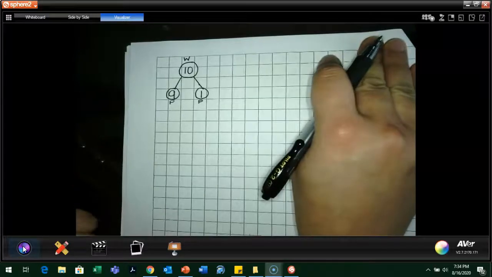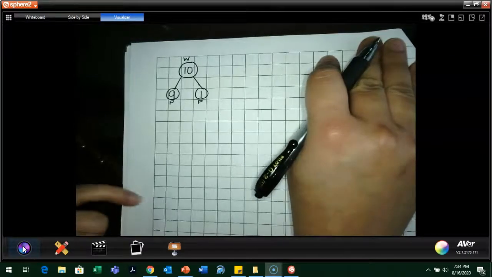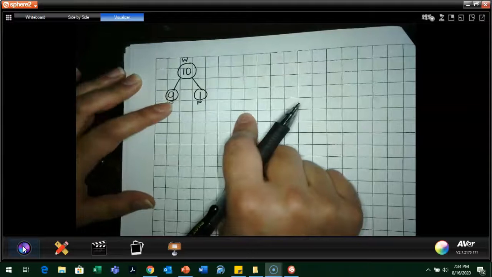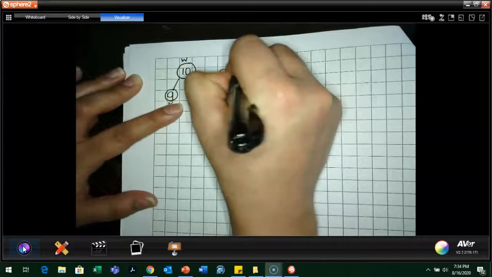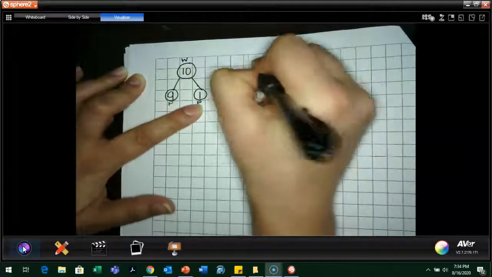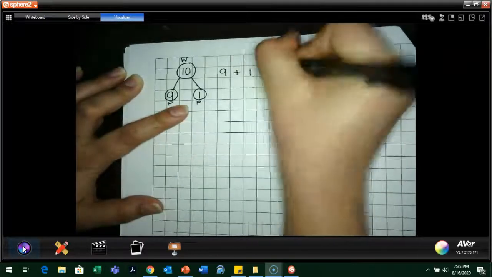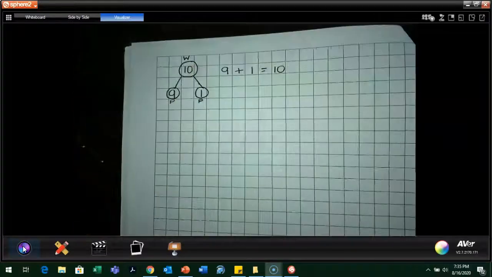What we're going to do now is write fact families. Each fact family has 2 addition number sentences and 2 subtraction sentences. Let me show you how that looks. When I write an addition number sentence, I start with a part. So I say 9 plus 1, which is part plus part, equals 10. And 10 is the whole, boys and girls.